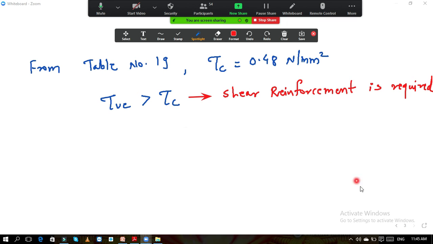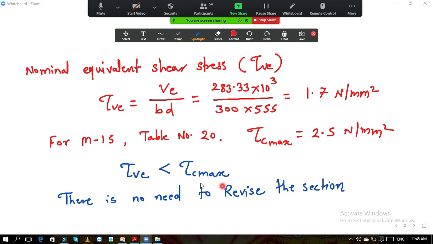Okay, हा difference लक्षात घ्या इथं. If your tau v is greater than this maximum shear stress, तर डायरेक्ट तुम्हाला सेक्शनच रिवाइज करावं लागतंय. इथं मग तुम्ही ते 10 mm स्टिरप्स वगैरे प्रोव्हाइड करून चालत नाही. तर काय करणार तुम्ही डायरेक्ट सेक्शनच रिवाइज करणार. म्हणजे 300 बाय 600 सेक्शन आहे तर तुम्हाला तो सेक्शनच बदलावा लागणार.